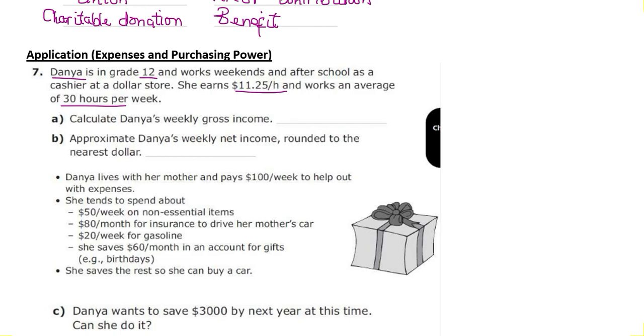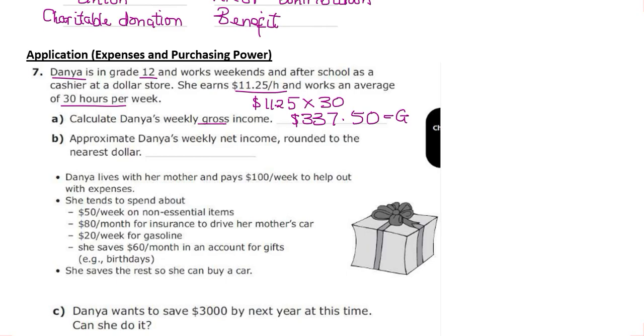The gross income is a multiplication of our hourly rate, which is $11.25, by the 30 hours the person worked per week. If you multiply those two numbers, you get $337.50, which is our gross income, G. So now we know what G is.